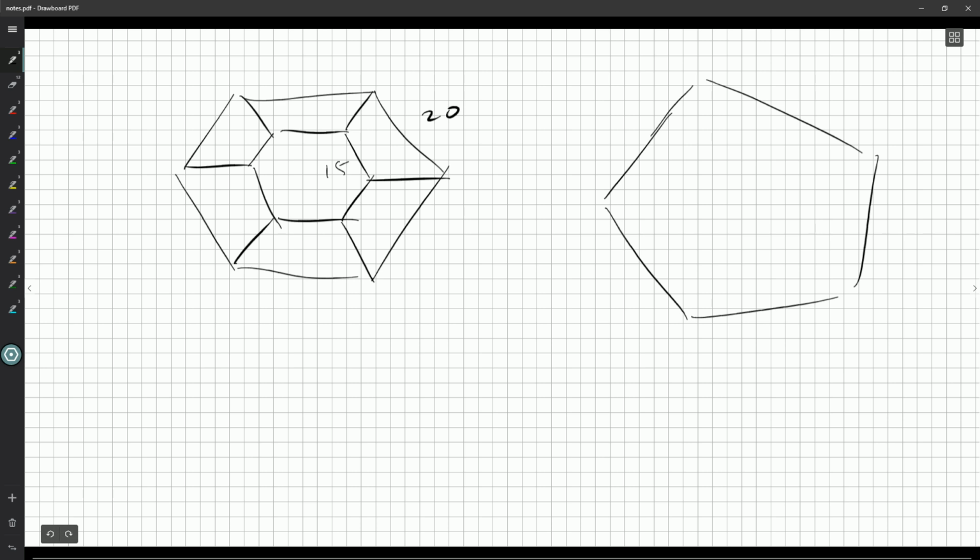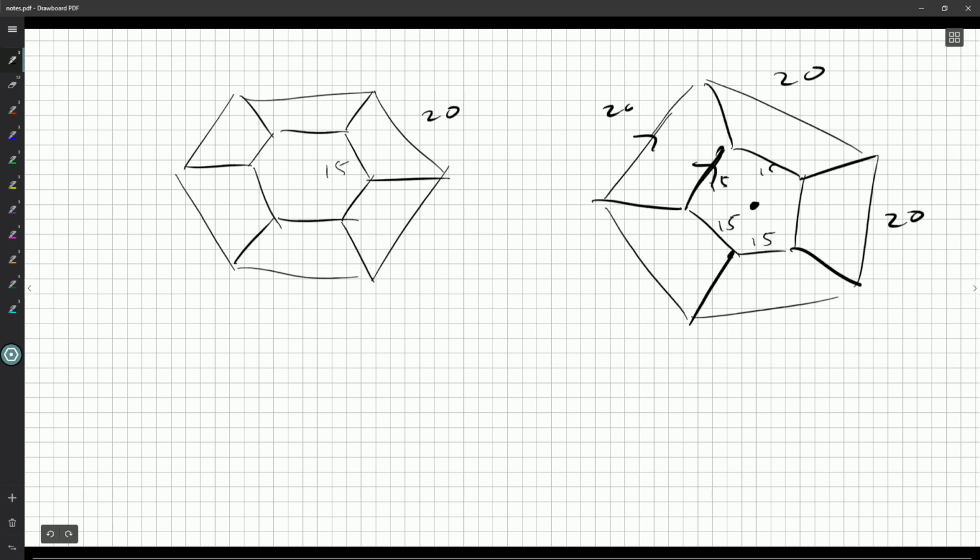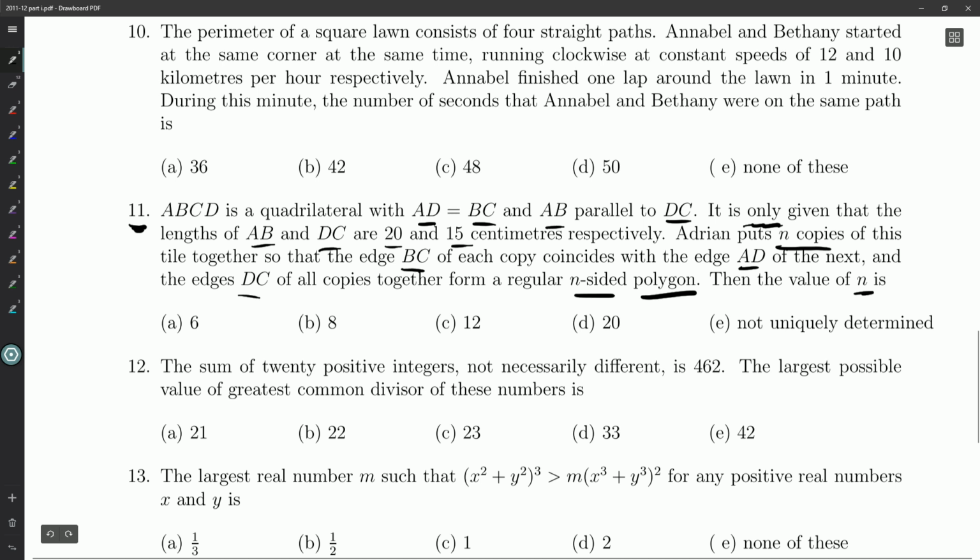The answers that they give are all even. But if I take a pentagon with side lengths 20, and a smaller pentagon inside, both with the same center, you get the same lengths here, 15 and 20, and assuming everything is nicely centered, this is parallel to this, so you should be fine. So unless we're missing something, the answer is not uniquely determined. AB and DC are the ones that we know the lengths of, so I think we're done then.